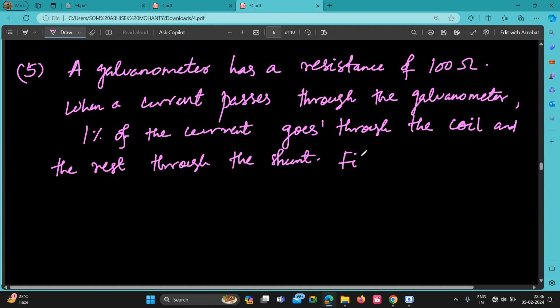Find the resistance of the shunt. The galvanometer has a resistance of 100 ohm. When a current passes through the galvanometer, 1% of the current goes through the coil, the rest through the shunt. Find the resistance of the shunt.